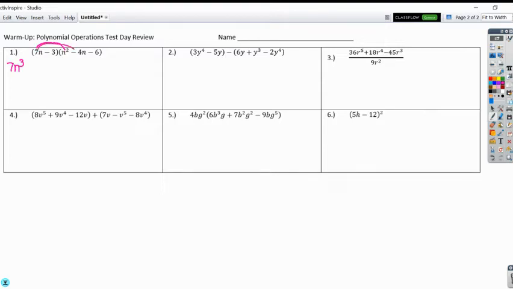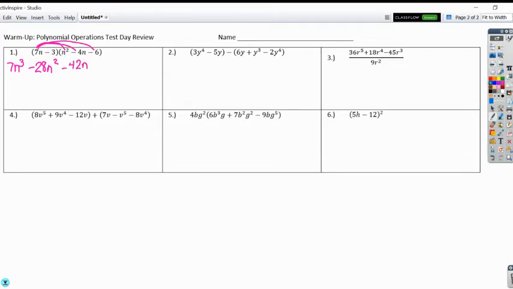Next term, 7n times negative 4n. 7 times negative 4 is negative 28. And that n times n, we're going to take the invisible exponent 1 times invisible exponent 1, make that n to the 2, right? Because when you multiply the bases, we add those 1 exponents. And 7n times negative 6. So the 7 times negative 6 makes it negative 42. N without anything else to multiply by stays n.